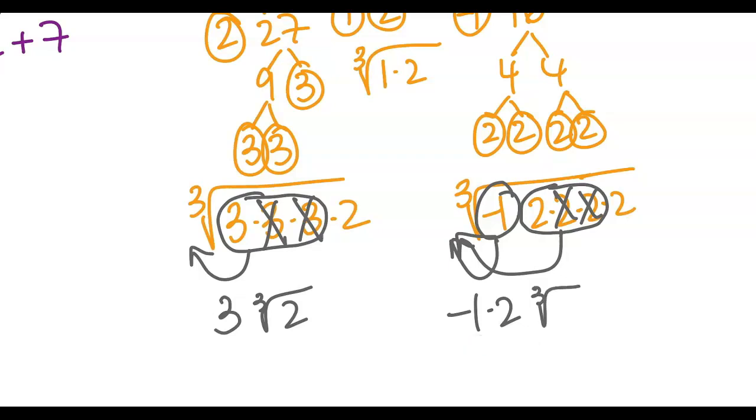I'm going to keep the cube root of, unfortunately there's one 2 left over, so I'm going to stick him under here. All you need to do, guys, is just multiply both of these two numbers. So negative 2 cube root of 2. This would be your answer.